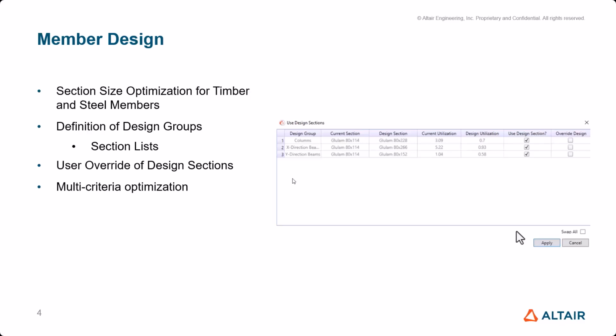When you run the design, S-Timber is going to suggest for you the optimal section for your design groups. It's possible to override that design as well. You can also set up different criteria to consider for the design. Do you want to sort based off of which one gives you the lowest depth, or which one might be ordered first in your section list? There are different criteria that you can apply.